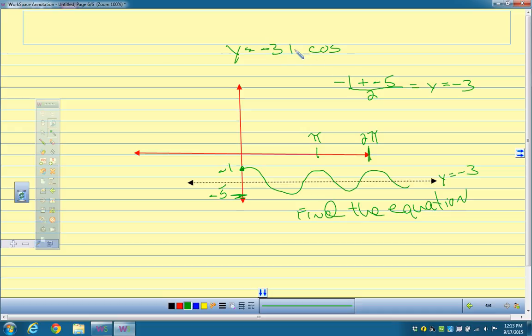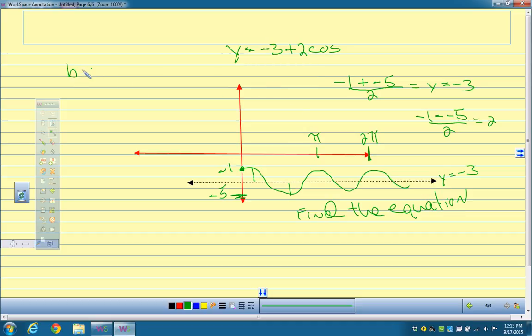Then it's going to be plus, but we have to find an amplitude. How much is this thing stretched? You could just look at it and tell me how much it is stretched from -3 to -1. 2, right? You could also have used that formula, the max minus the min divided by 2, which would have given you -1 plus 5, which is 4 divided by 2, gives you 2. Or you could just look at the graph and say, since this is -3, that's got to be 2 up to there. So there's going to be a 2 up front.